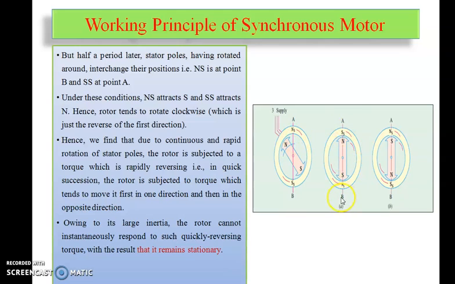So because of this rapid change in the poles of the stator side, the rotor is subjected to a torque in quick succession which tends to move it first in one direction, then in the other direction. Firstly it may rotate in clockwise direction, then anti-clockwise, and later again clockwise. Now owing to its large inertia, the rotor cannot instantly respond to such quickly reversing torque, with the result that it remains stationary.